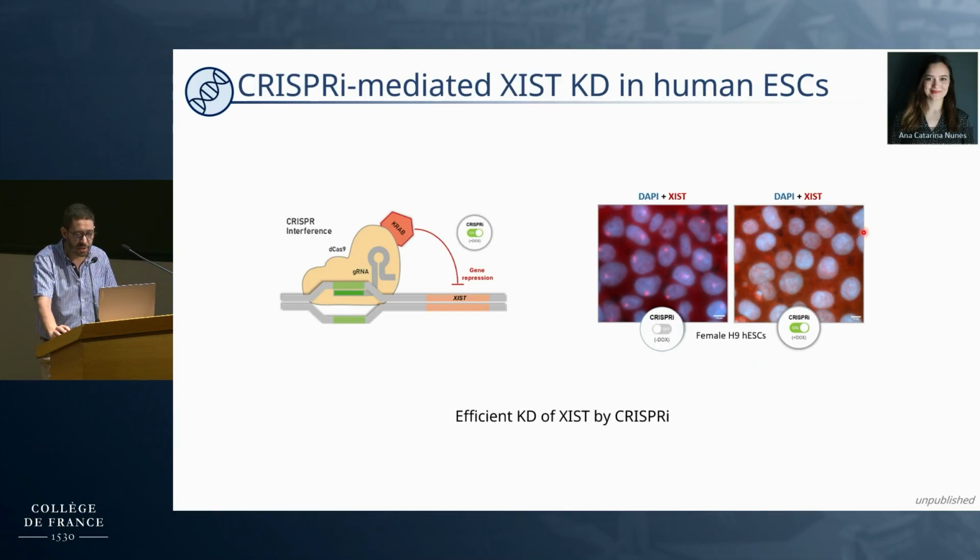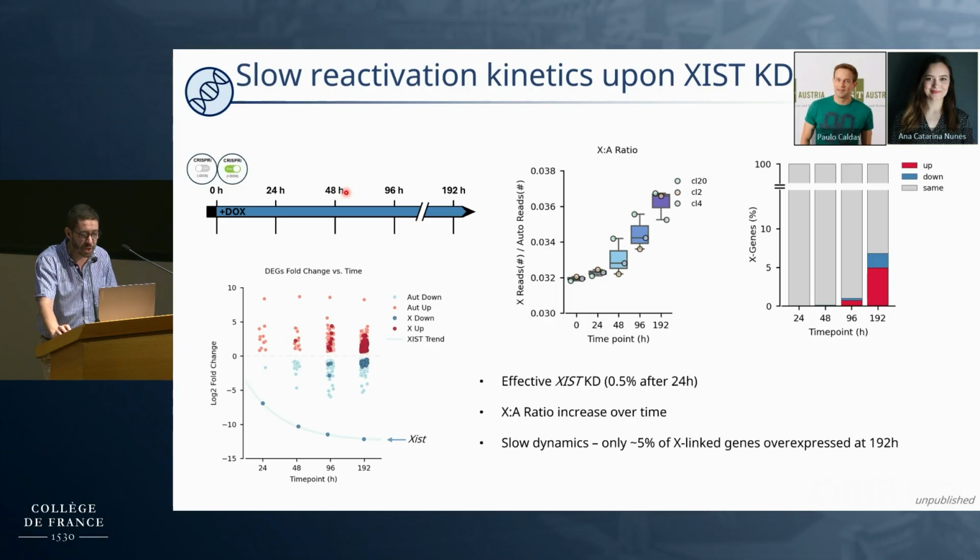So upon 24 hours, we lose XIST signal in all our cells, which was much more robust than we were expecting at the beginning. Because this system was robust, we decided to do a time series. So we collect material 24, 48, 96, and 192 hours after induction, and we did RNA-seq. What we first did, we looked at the XIST expression, and indeed, the XIST knockdown was very effective. Already at 24 hours, we only had 0.5% of XIST levels, and this actually was maintained throughout our time series.